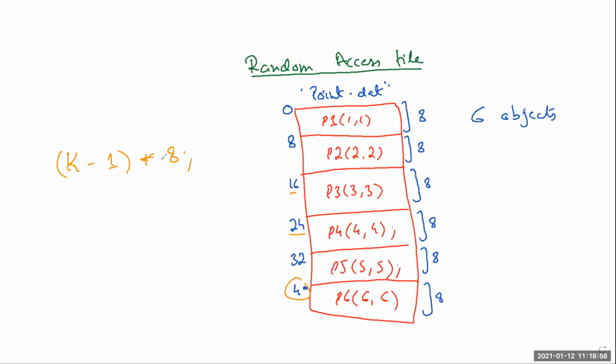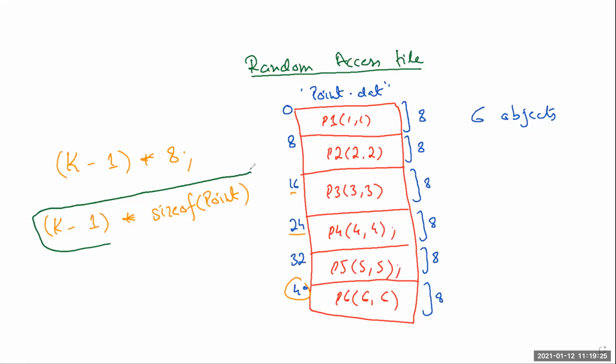Now you see this 8 also does not look nice. If you are smart, you should already be asking what is this 8? 8 is the size of one object. And how do you find size? You can write sizeof(Point), which is actually 8, but it's much better if we write it like this so that it automatically calculates it. So now you see this is our golden expression, which is giving us a number.